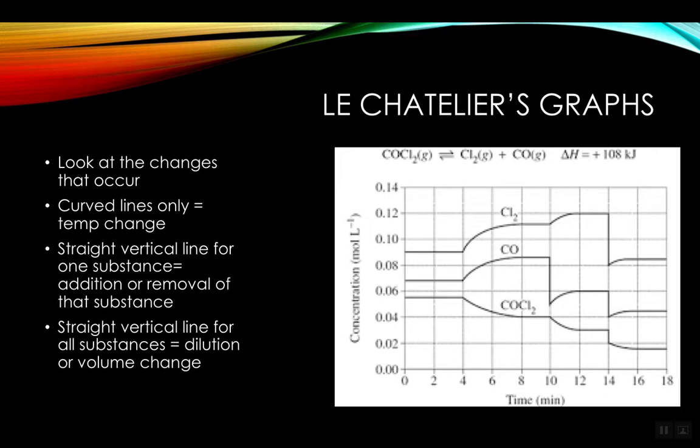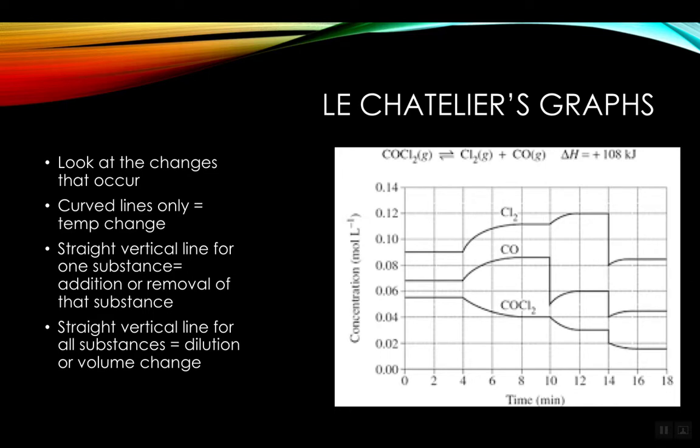So we've removed some CO, and then notice that we get partial opposition. So the concentration goes down from about 0.85 down to about 0.05, and then it rebounds slightly, but definitely not the whole way.